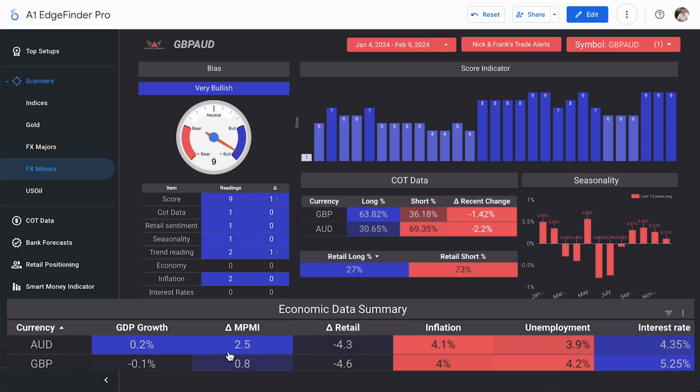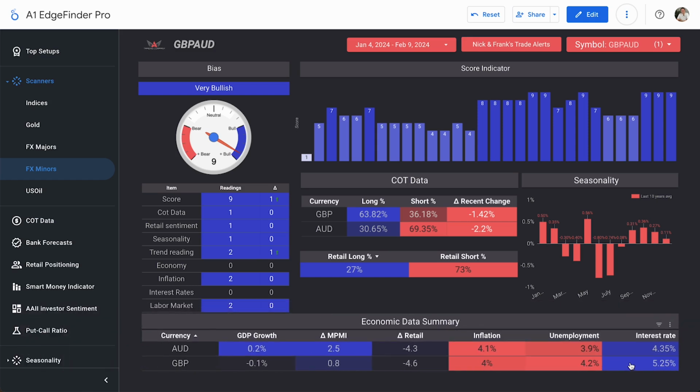Our PMI number is 2.5 compared to 0.8. Retail numbers -0.43 compared to -0.46. Inflation in Australia slightly higher at 4.1 compared to just 4% in the UK. The unemployment rate slightly lower in Australia, 3.9% compared to 4.2 for the pound. And interest rates in Australia are lower at 4.35 compared to 5.25. So that's all the numbers and data and scoring backing our +9 reading, very bullish bias on pound Aussie.